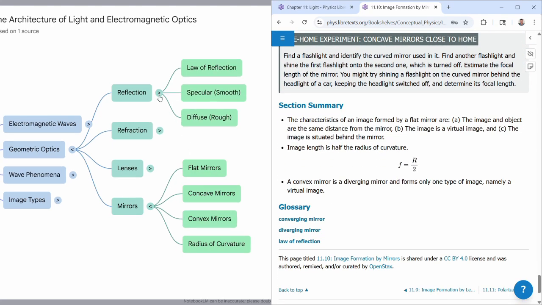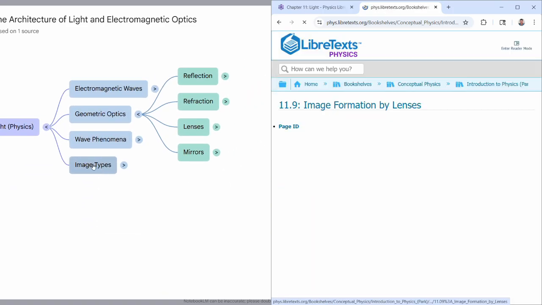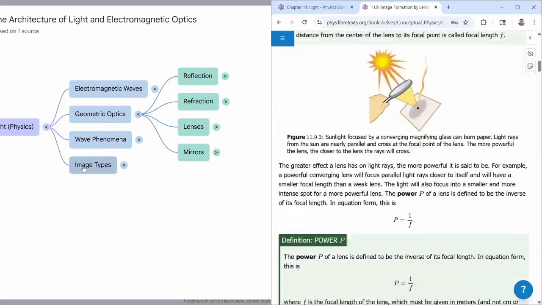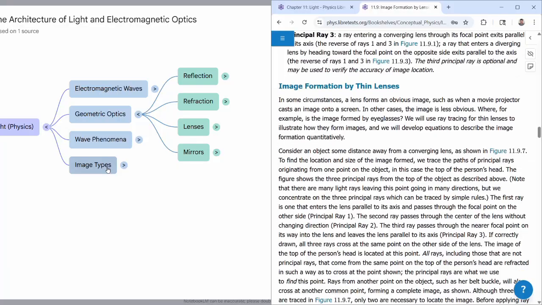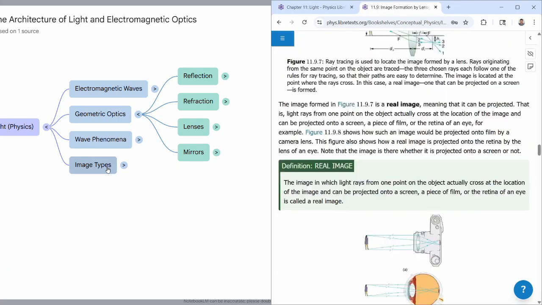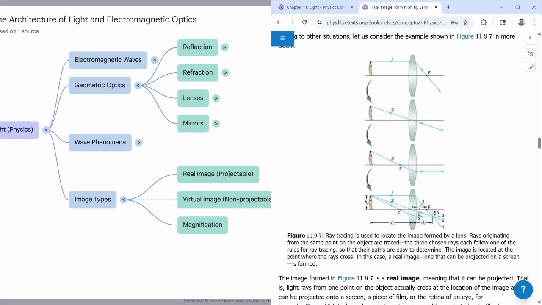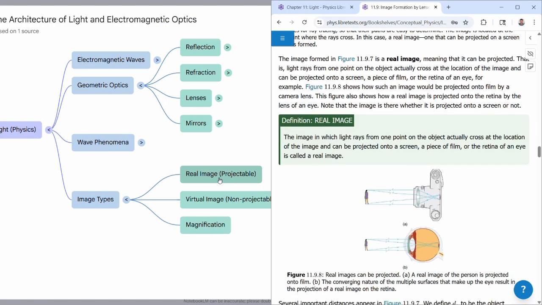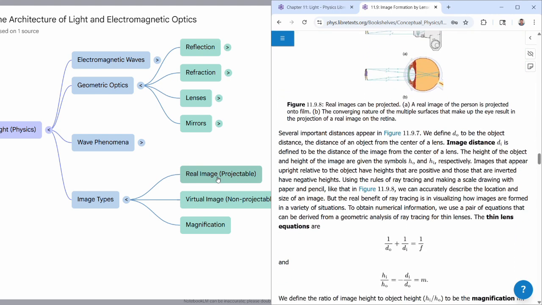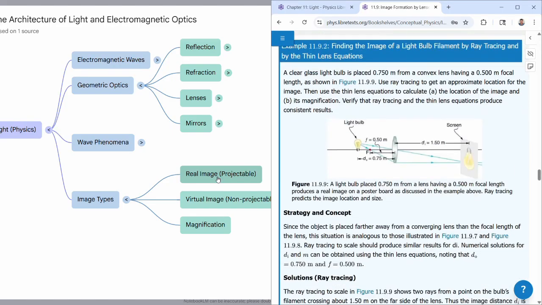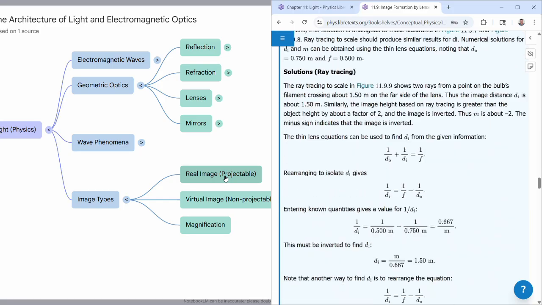And in connection with these lenses and mirrors, what we really should talk about are the images. I don't know why this mind map split off image type into its own thing, but this would be covered in sections 11.9 and 11.10, image formation by lenses and image formation by mirrors. So when we talk about images, there are two types, one that we call real image and one that we call virtual image. The distinction is that with the real image, the light rays actually go through the location of the image. You will see an image diffusely reflecting. You will see some demos in other lecture videos.